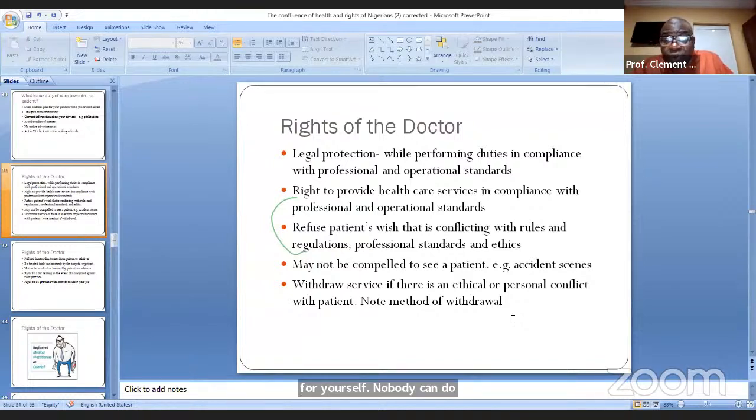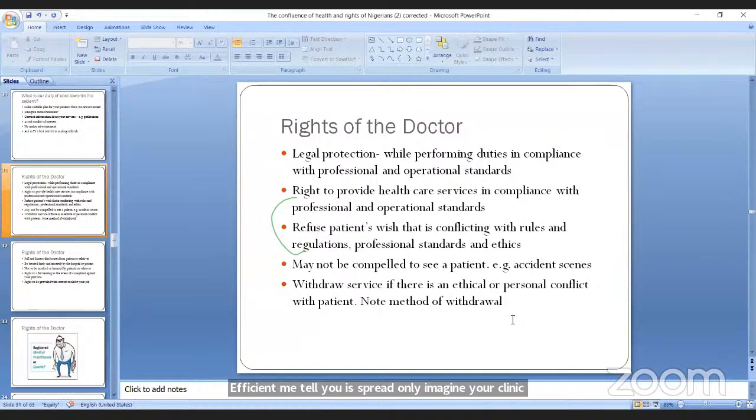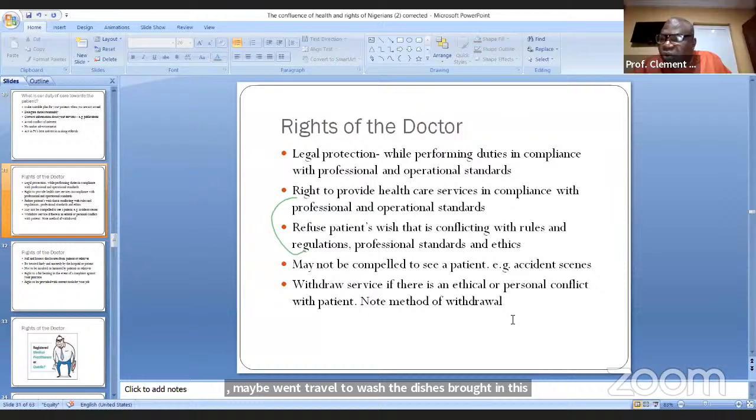You have the right to refuse a patient's wish that is conflicting with rules and regulations. That is very important. A patient may tell you, he spent only a night in your clinic, maybe went to travel to go and see the fiance abroad. He missed work for 2 weeks. He's now telling you, give me sick leave for 2 weeks. Don't do that. If you give sick leave for 2 weeks when you didn't manage that patient, you can go in for it.